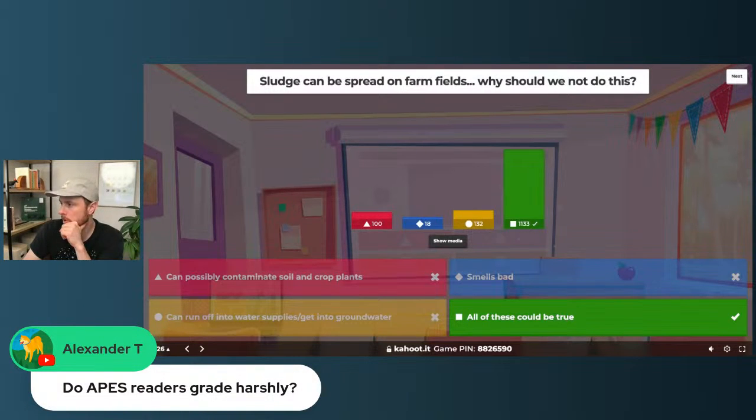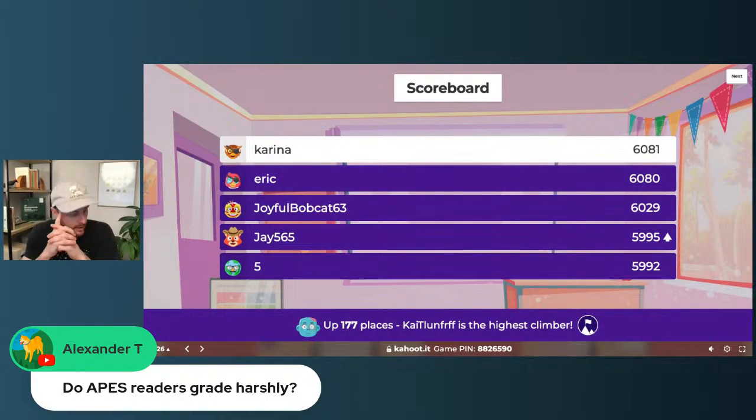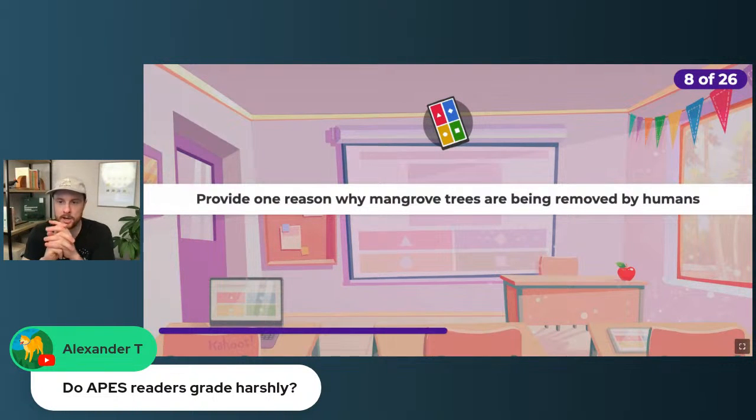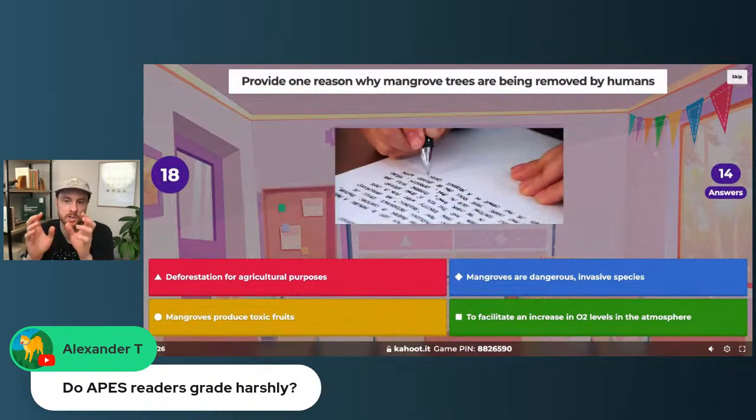Another good question while we let the Kahoot just cruise in the background. Do APES readers grade harshly? It might feel harsh if you compare it to what you're expecting, per se. Like you might have a lower score than you think you're going to get. I find a lot of students have that, but I don't think they grade harsh. They grade accurately based on the scoring rubric.